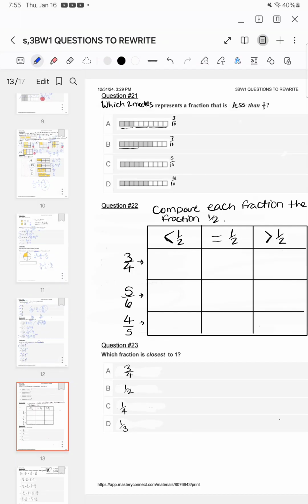Alright. We are almost done with this video. Which two models represent a fraction that is less than 3/5? Now, you got to pay close attention. It has to be less than.